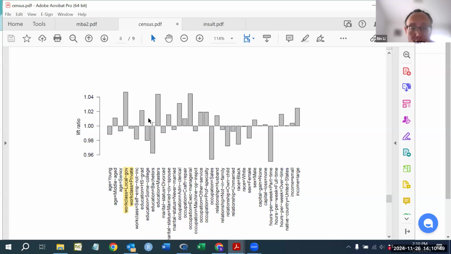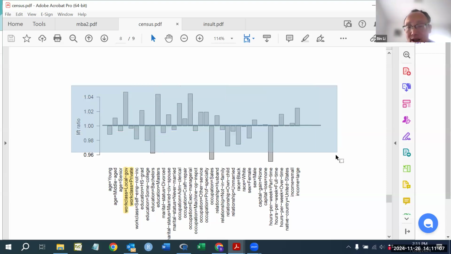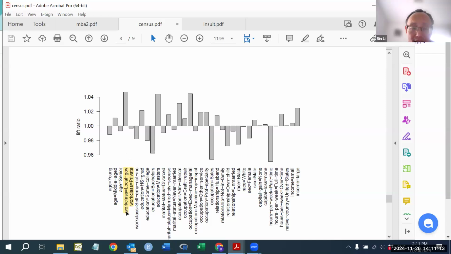Okay, so here you can see for these frequent items, the lift ratio is around 1. One is exactly an accurate estimate, right? You can see some of these are a little bit above, some a little bit below, but most of them are within 5%, right? 5%.